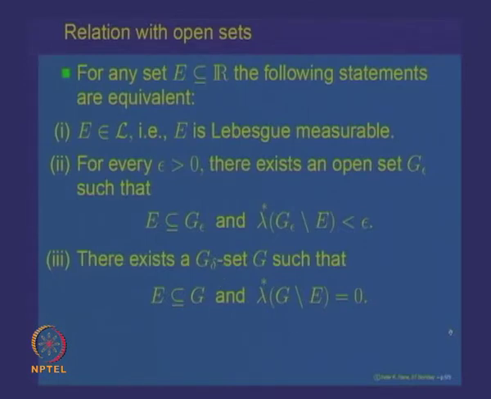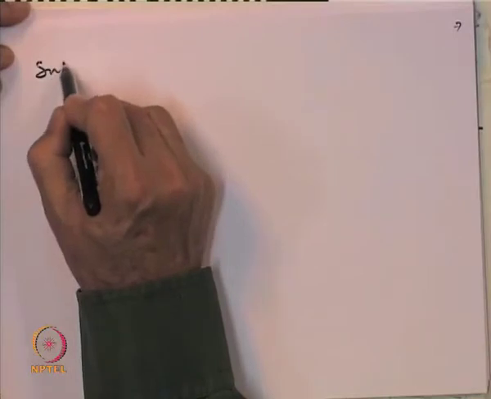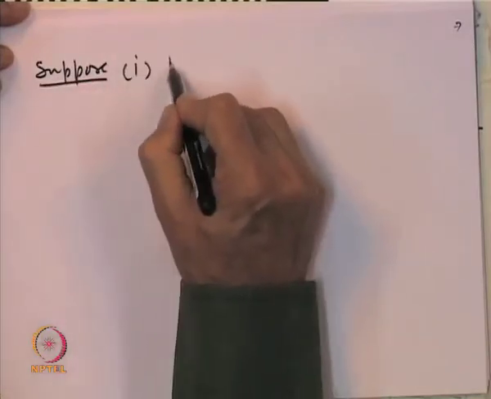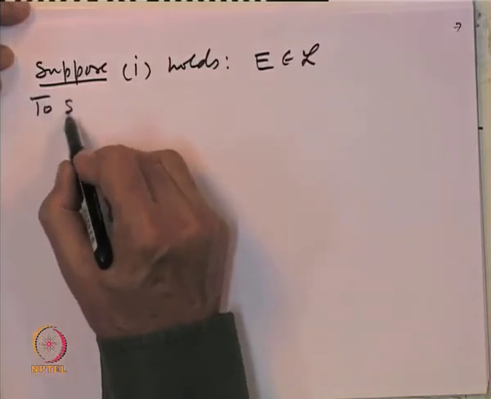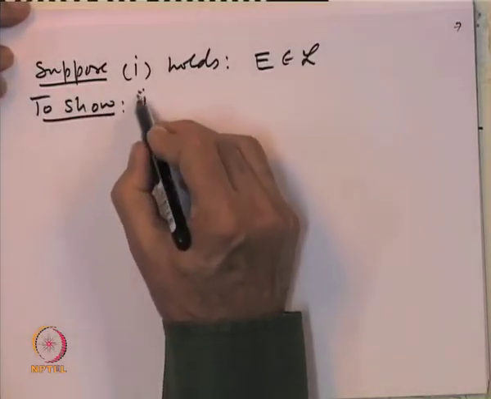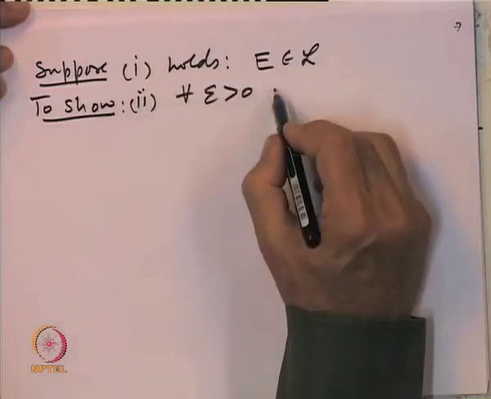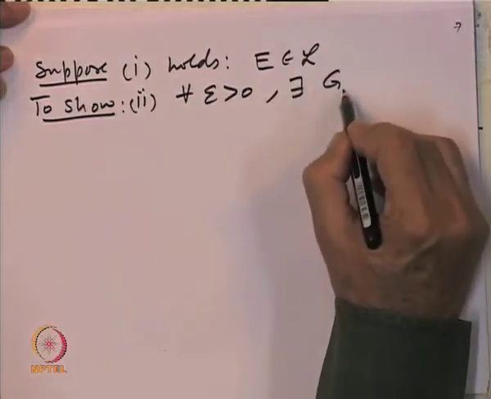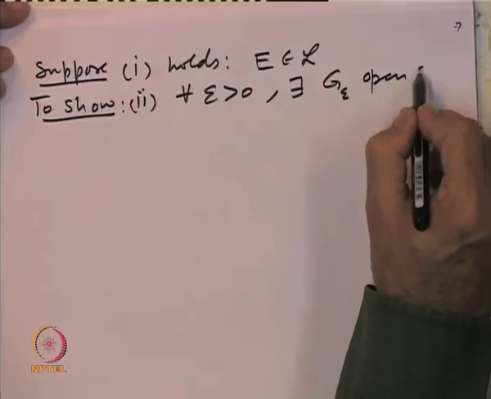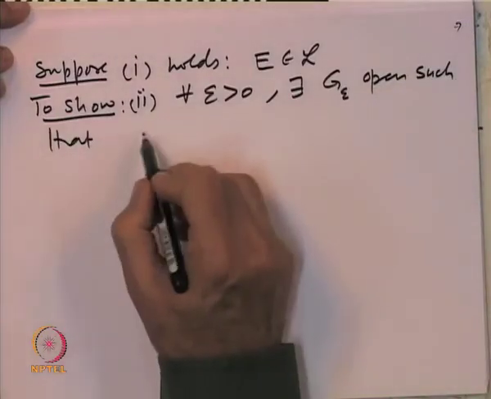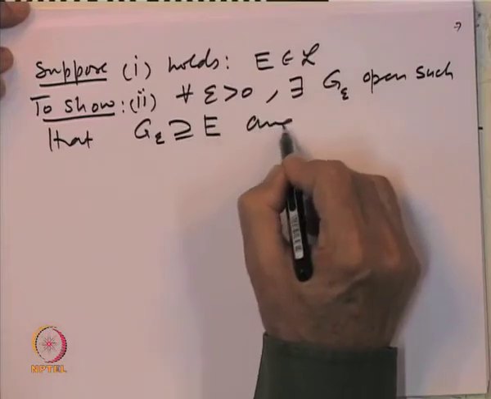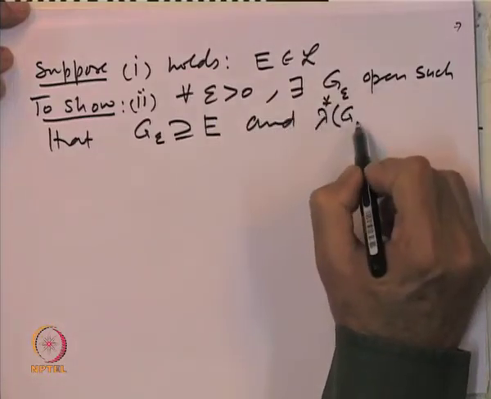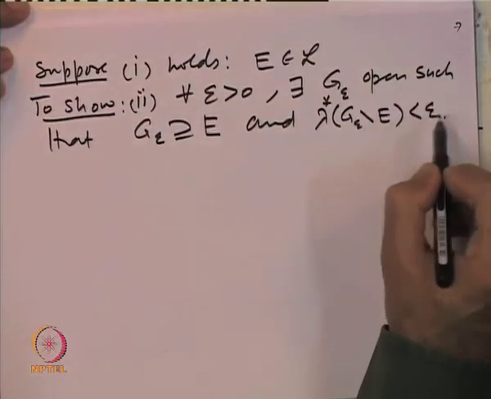So, let us prove this theorem. We will start by assuming statement 1 holds, that is, E is Lebesgue measurable. To show 2, that is, for every epsilon bigger than 0, there exists an open set G epsilon such that G epsilon includes the set E and the Lebesgue outer measure of G epsilon minus the set E is less than epsilon. So, this is what we have to show.